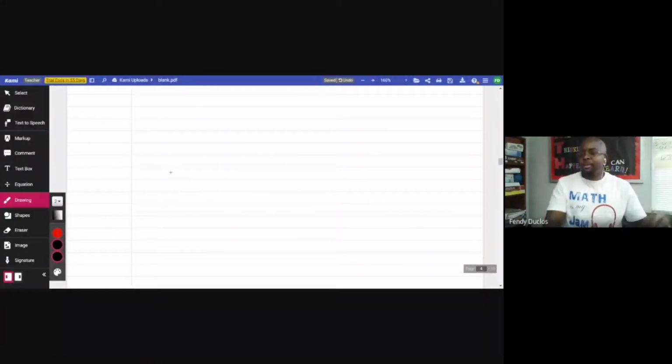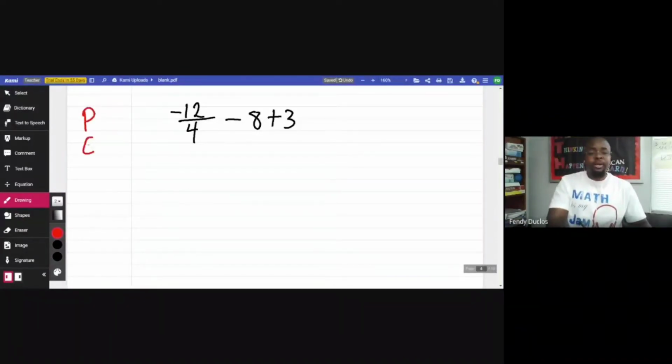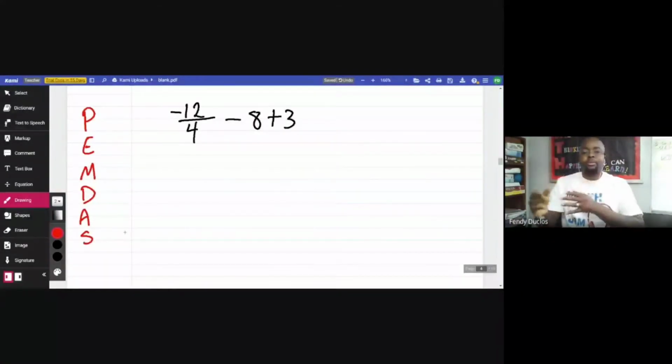And we're going to do just a couple more problems to make sure that you guys understand. So the next problem is going to be negative 12 fourths, minus 8 plus 3. Once again, in order to make sure that I follow my steps and my procedures, I'm going to make sure that I always write my PEMDAS to remind me of how to go through the steps very methodically, step by step.